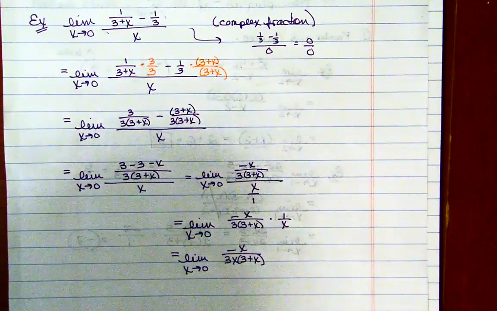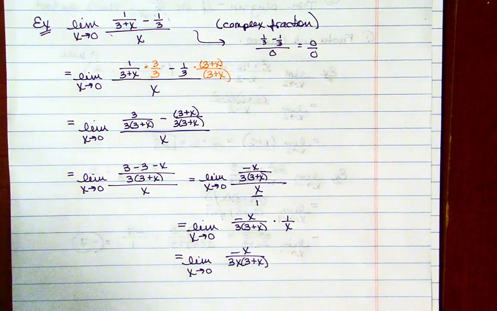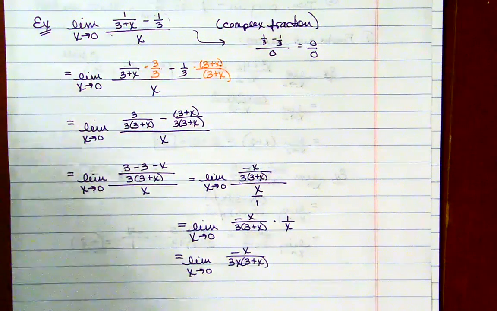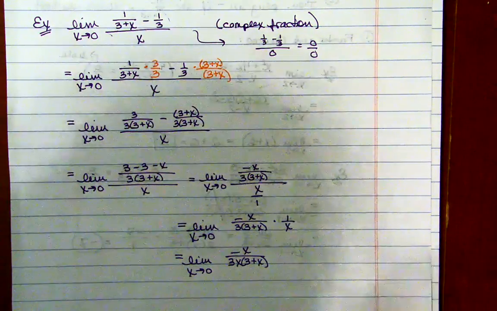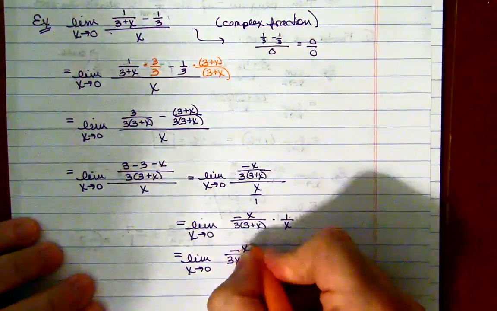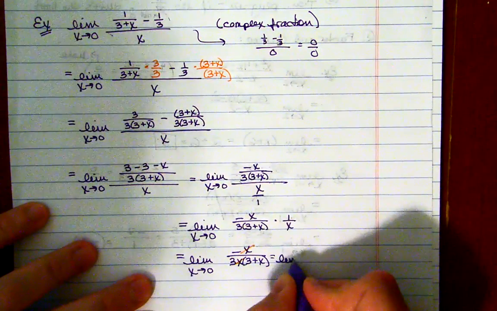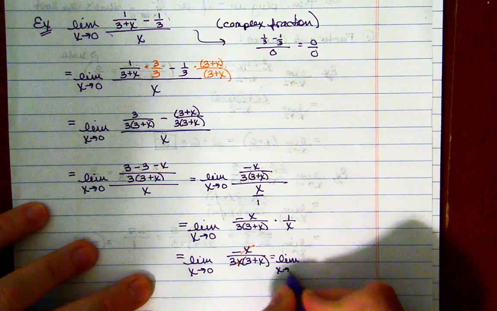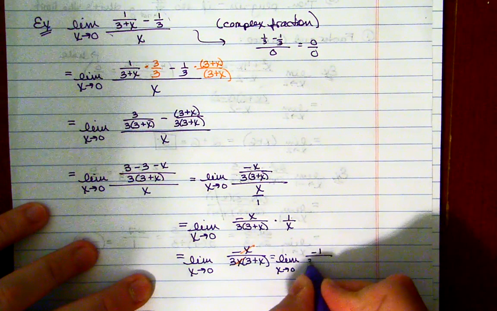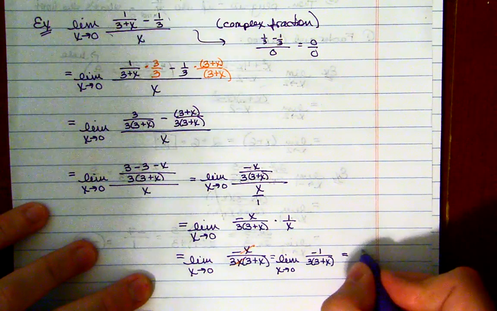Plug in, and it's still 0 on the top, 0 on the bottom. But remember, this is in the factor and cancel section. My function is now factored. I can go and I can cancel those x's. Gone. Gone. This is going to equal the limit as x approaches 0 of negative 1 over 3 times 3 plus x. Oh, and now I can plug into this thing.